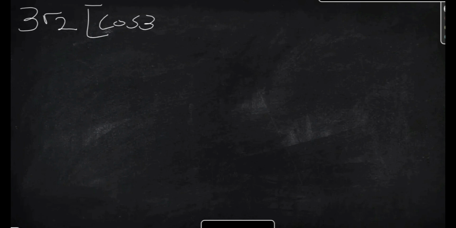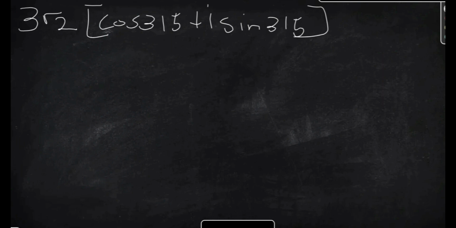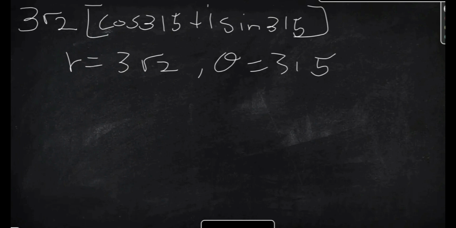Last example, we have 3 root 2 into bracket cos 315 plus i sine 315. Comparing this to the polar form, we have our radius to be 3 root 2, and we have our angle theta to be 315.